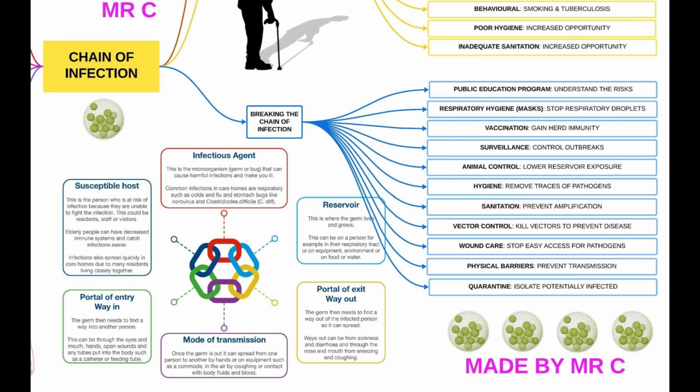Surveillance means watching out for disease outbreaks and then doing something about it. Animal control means lowering the reservoir of possible pathogens or vectors. Hygiene means to remove the traces of pathogens from your body. Having sanitation means you prevent the opportunity for amplification. Vector control means you're killing the mosquitoes to prevent the spread of disease.